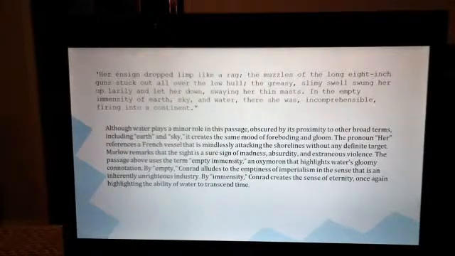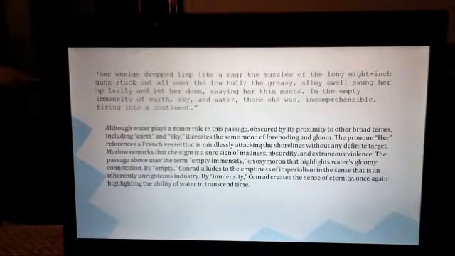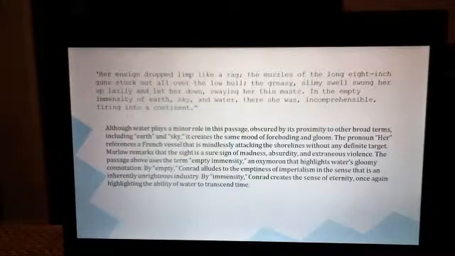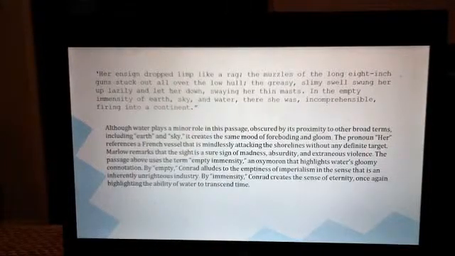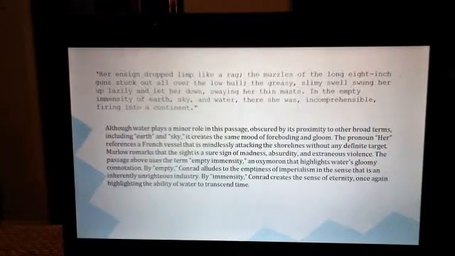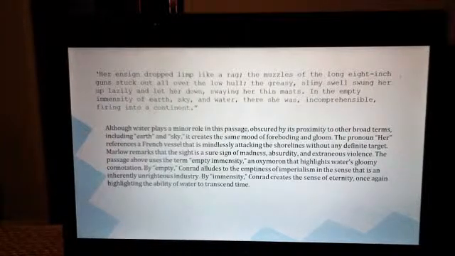So although water plays a very minor role in this passage, because it's obscured by other very broad terms including sky and earth, it creates the same mood of foreboding and gloom that's emphasized in other quotes. So the pronoun her, in the first sentence, as I mentioned before, references a French vessel that is mindlessly attacking the shorelines without any definite target. So Marlowe remarks that the sight is a sign of madness, absurdity, and extraneous violence.